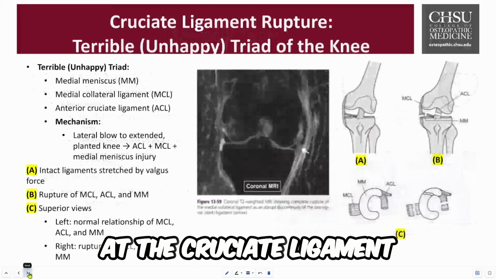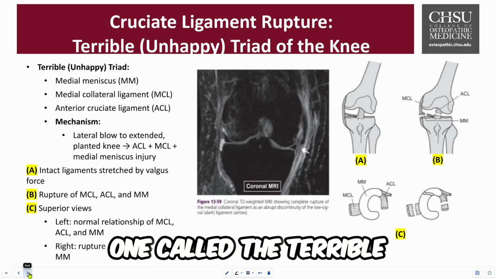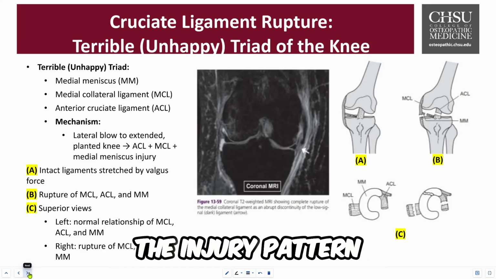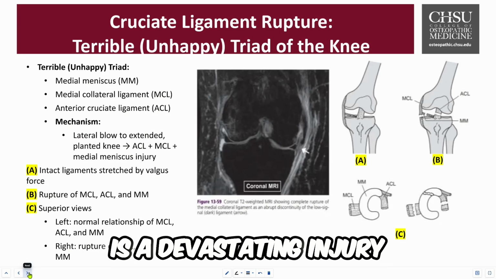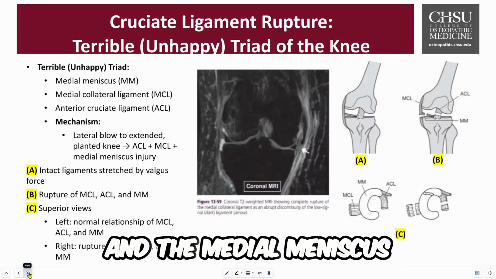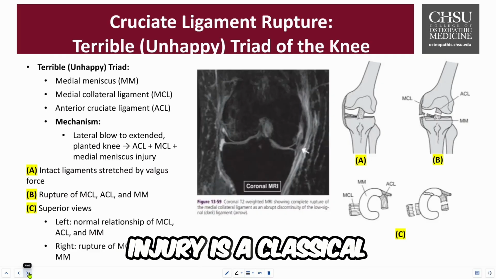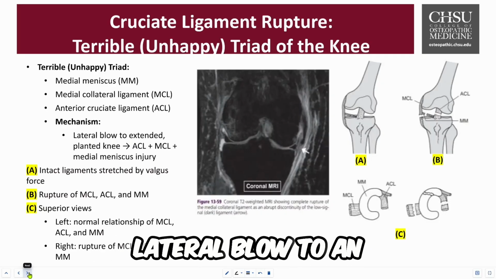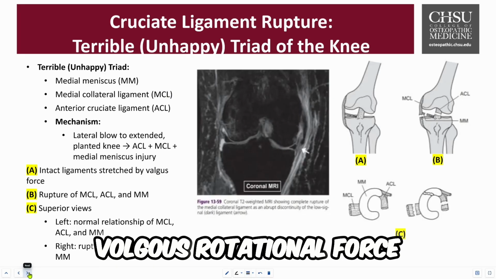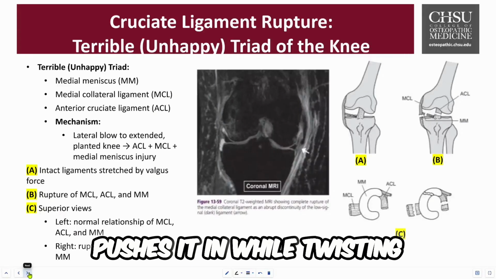Let's take a look at the cruciate ligament ruptures. This is the first one, called the terrible unhappy triad of the knee. The injury pattern, the unhappy triad, is a devastating injury that involves three key structures: the ACL, MCL, and the medial meniscus. And the mechanism of injury is a classical mechanism where there's a lateral blow to an extended and planted knee, which creates this massive valgus rotational force, pushes it in while twisting.